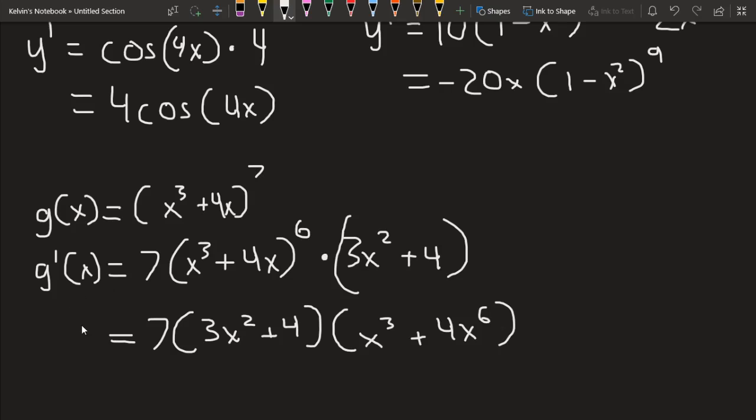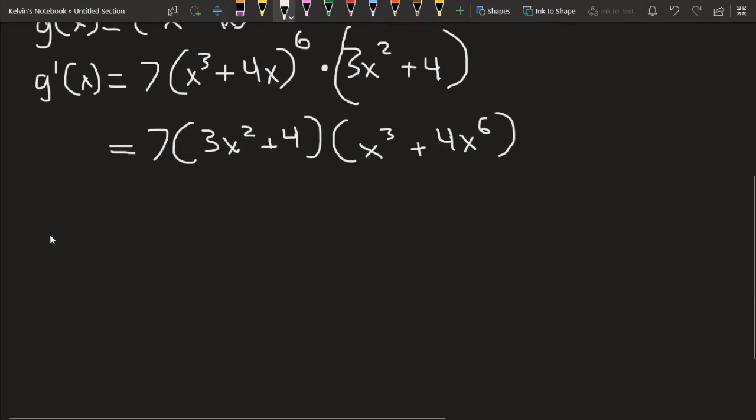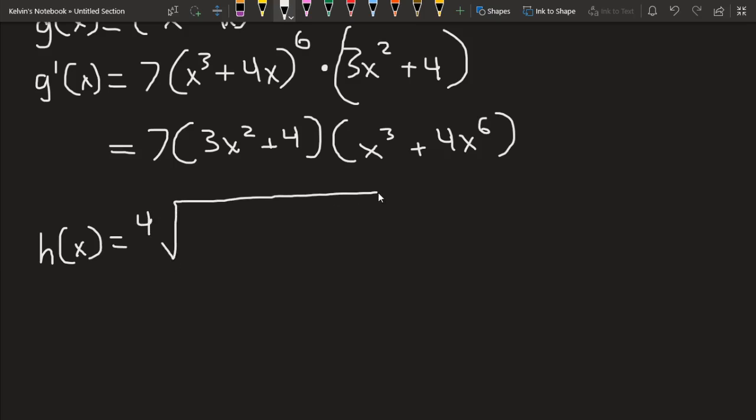Okay, for our next problem here, let's say we're asked to find the derivative of h of x is equal to the fourth root of 1 plus 2x plus x cubed. So if we're asked to find the derivative of this, take a moment or two to figure this one out, and when you're ready, come back.